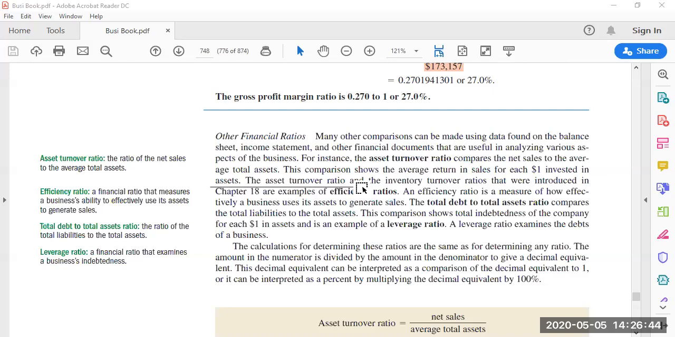Now, chapter 18, we talked about efficiency ratios. An efficiency ratio, quickly, is a measure of how effectively a business uses assets to generate sales. You do not want to be wasting money. You do not want to waste your assets. You want to be very efficient. You want your assets to not be wasteful, but to go directly to producing the products without excess.